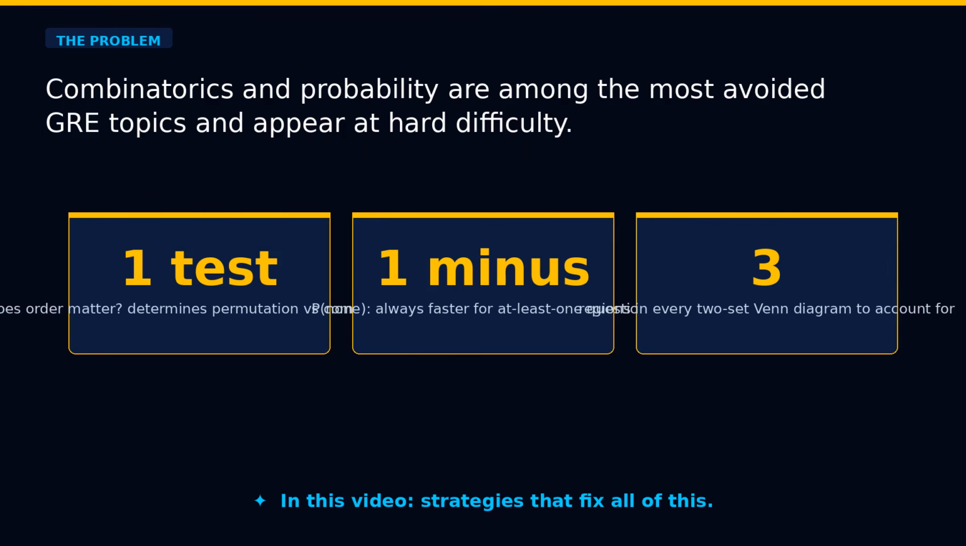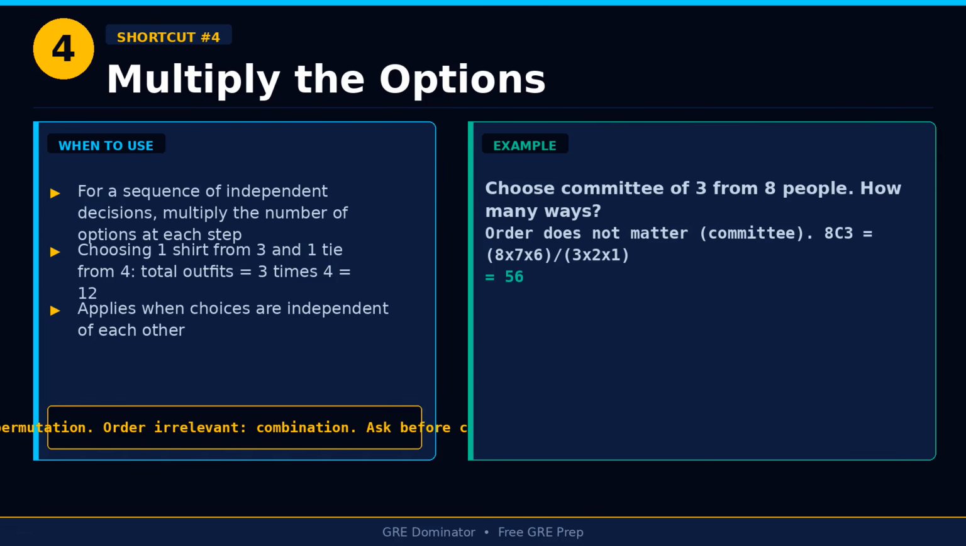The complement method for at least one questions alone simplifies an entire category. The direct method for at least one head in 3 flips requires calculating P(exactly 1) plus P(exactly 2) plus P(exactly 3). That is 3 separate calculations. The complement method: P(at least 1) equals 1 minus P(no heads at all) equals 1 minus 1/8 equals 7/8. One calculation.